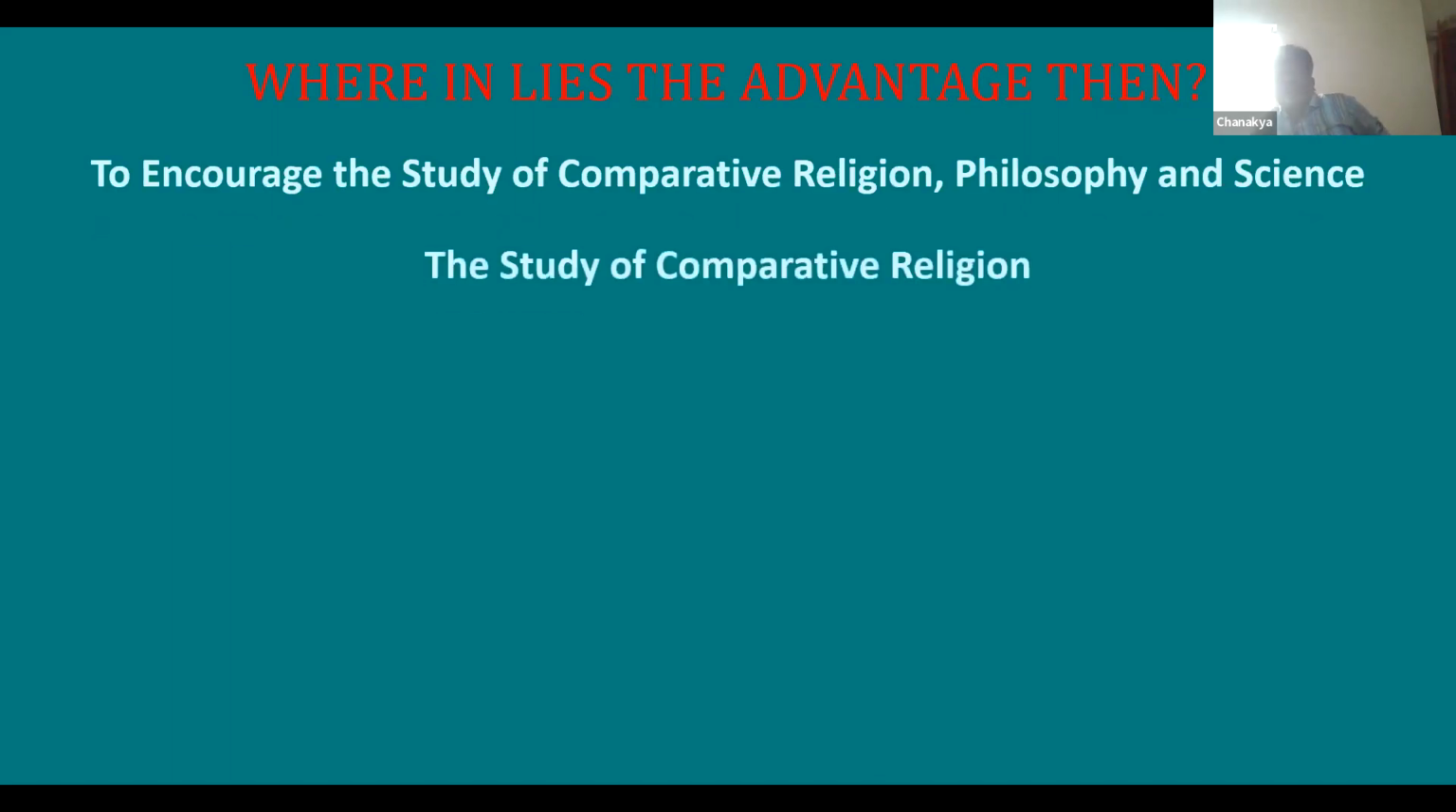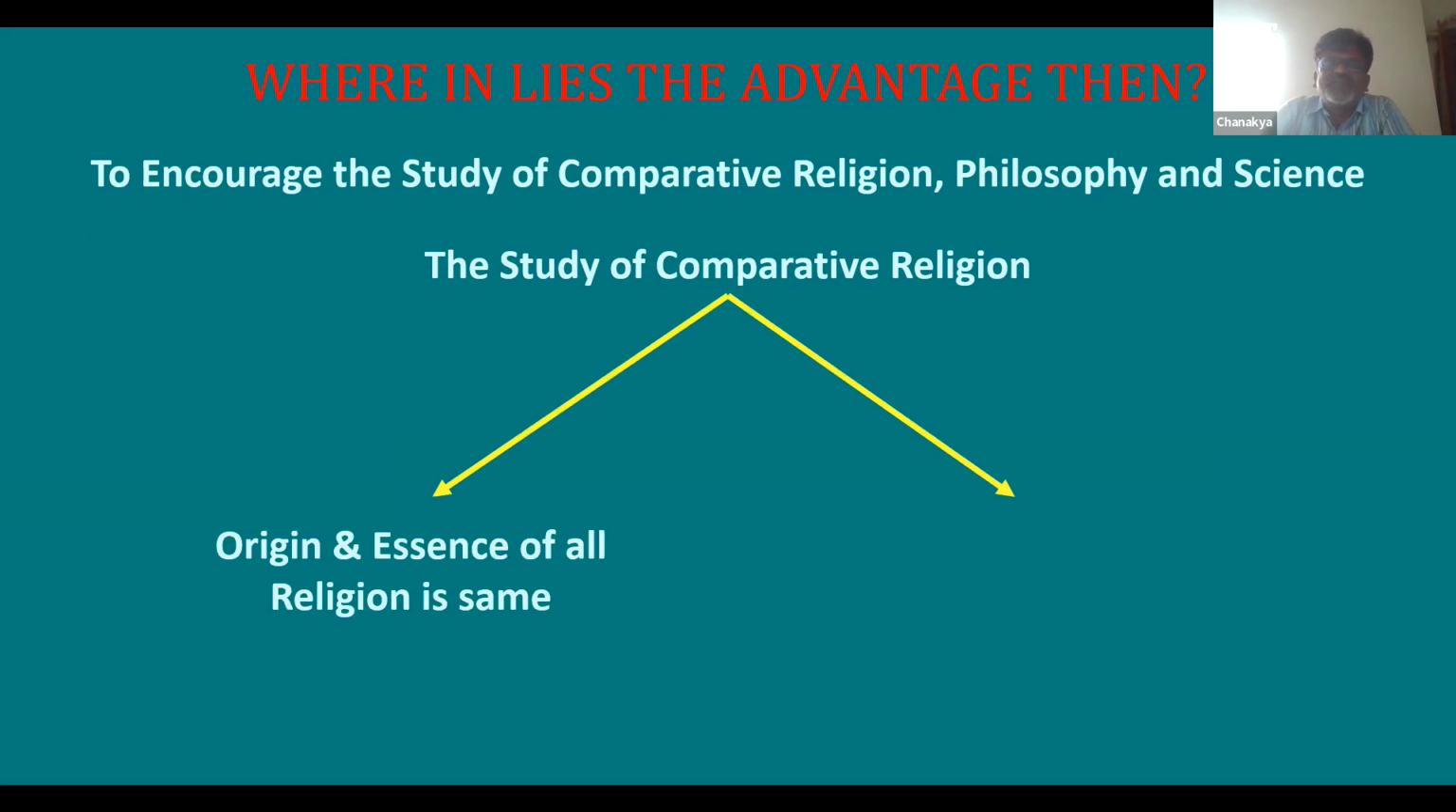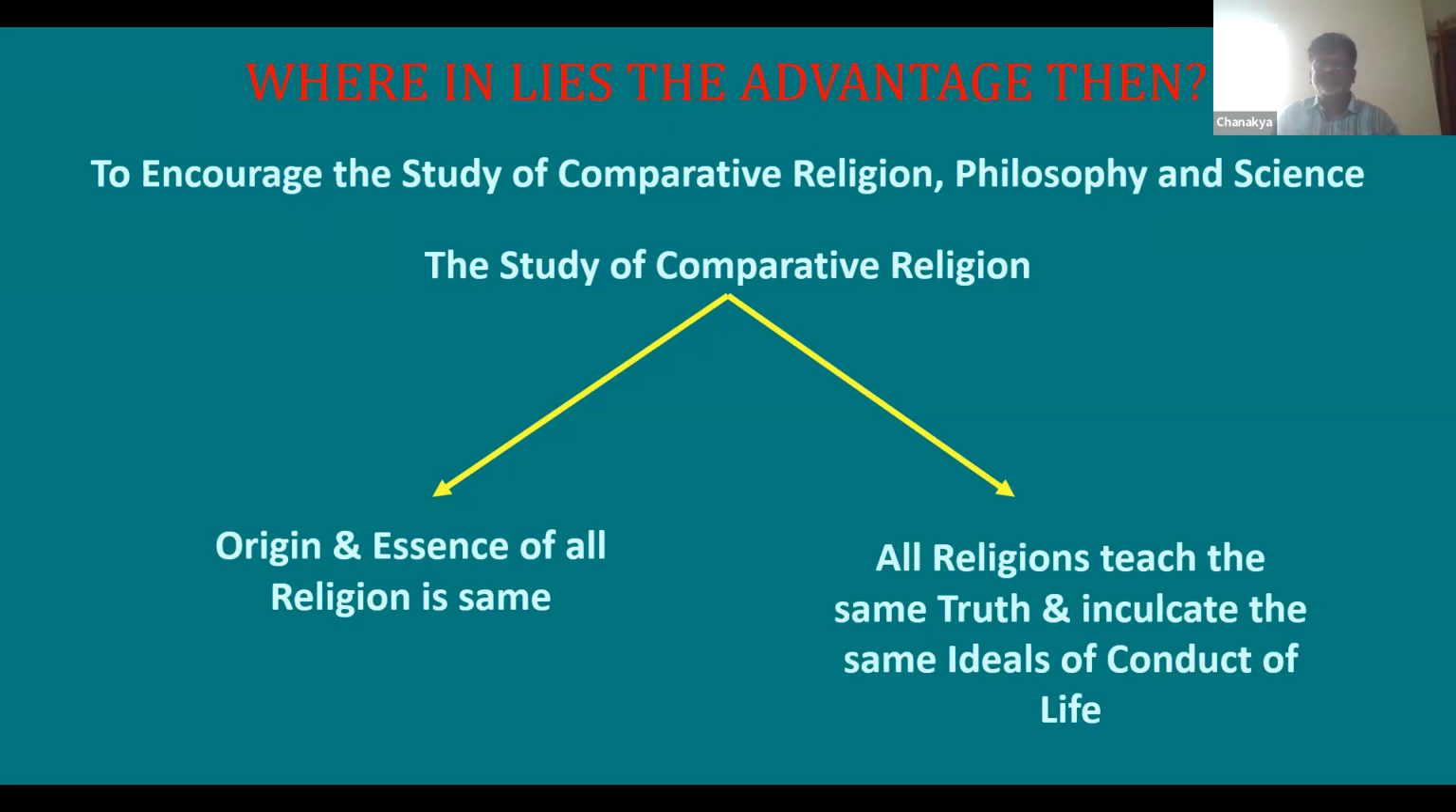what happens is, the study of comparative religion again has two parts here. The first one is, when we study any religion, we will come to know that the origin and essence of all religion is the same. This is very important. The origin of any religion for that matter, and the essence it has, is the same. But obviously, it is manifested in different ways, because all religions teach us the same truth and they inculcate the same ideals of conduct of life.